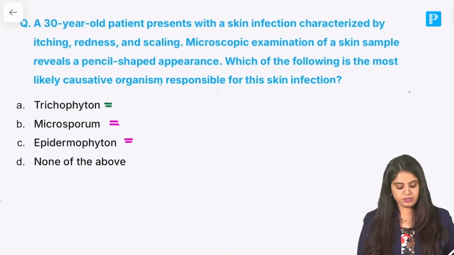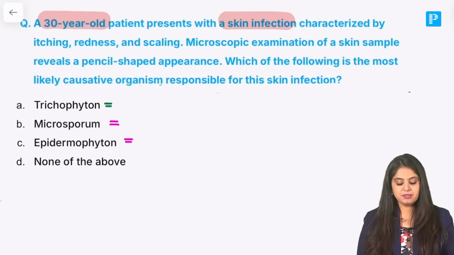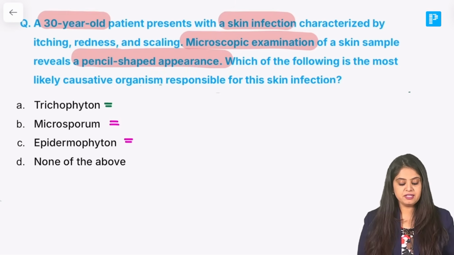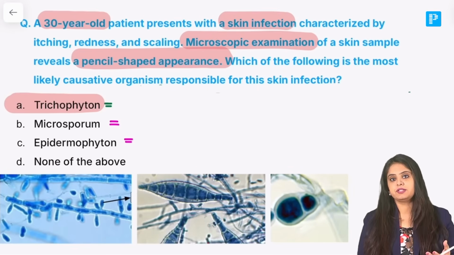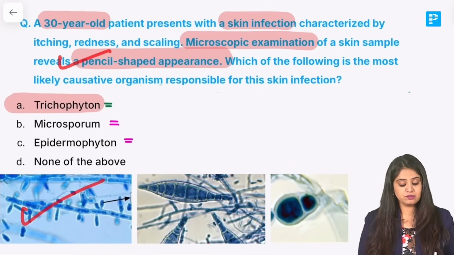Moving on to the next question over here, something that has been coming, touchwood, since the past many years in every FMG exam, where a 30-year-old patient comes with a skin infection, but the microscopic examination of that sample, what will be written will be the giveaway. Pencil-shaped appearance, and we know this is a case of Trichophyton. How did I analyze? So either the image will be given or it will be written. Like over here it was written, but they might also give you an image.